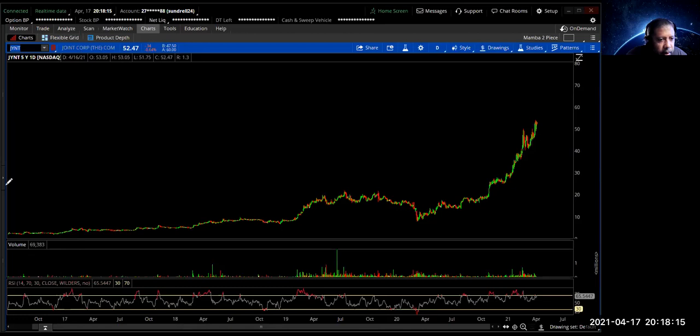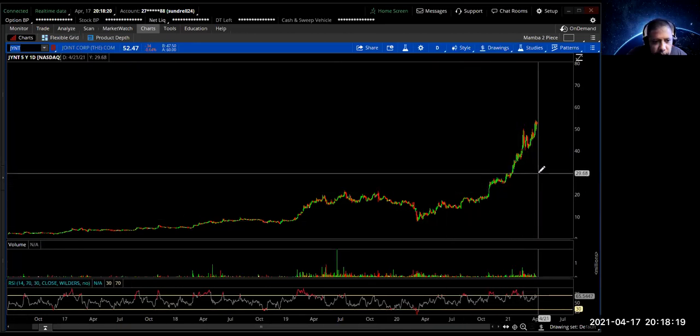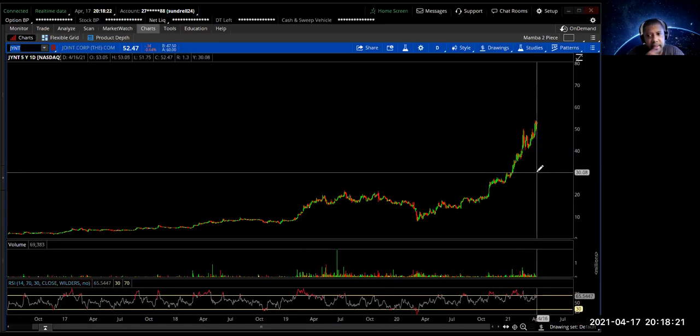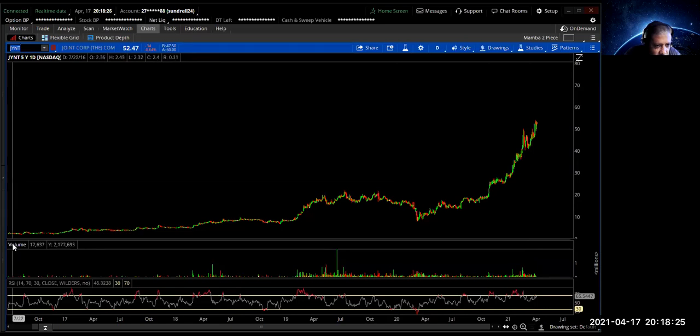Joint Corp. See the volume. Now, be careful. Look, this is another thing we talked about over here: volume. We have this little volume indicator, and right there it's going to give us the average daily volume that you get.